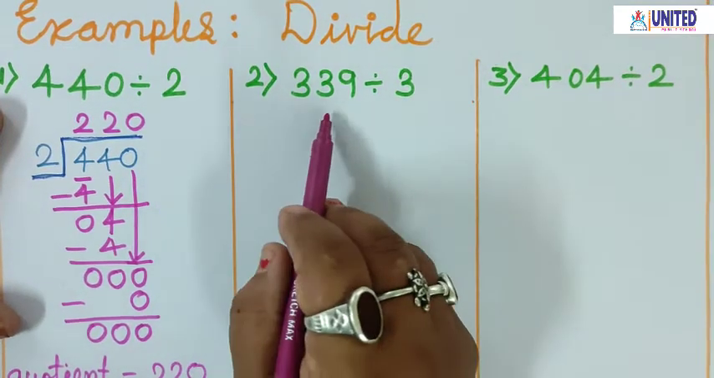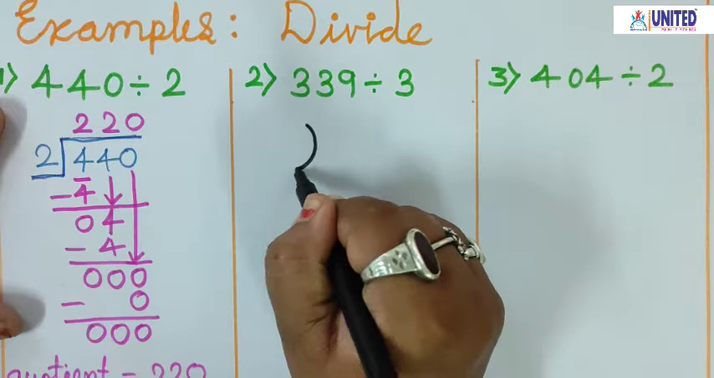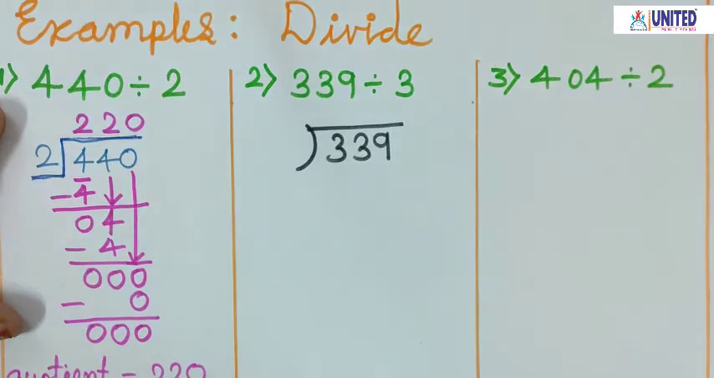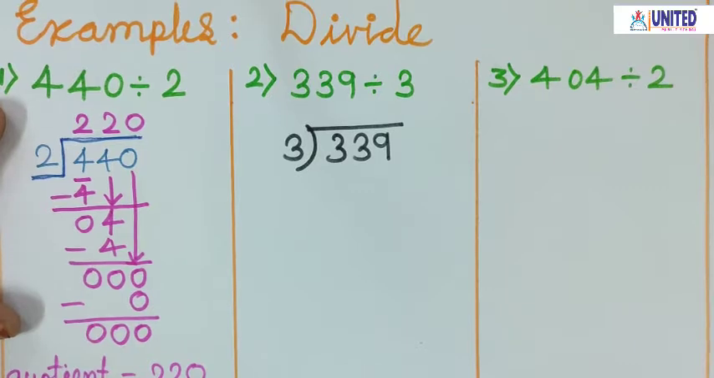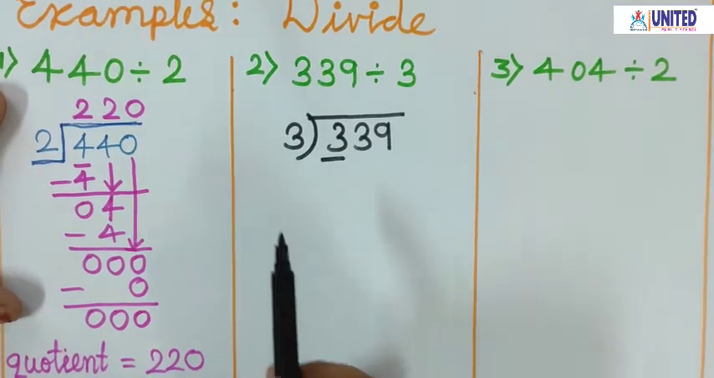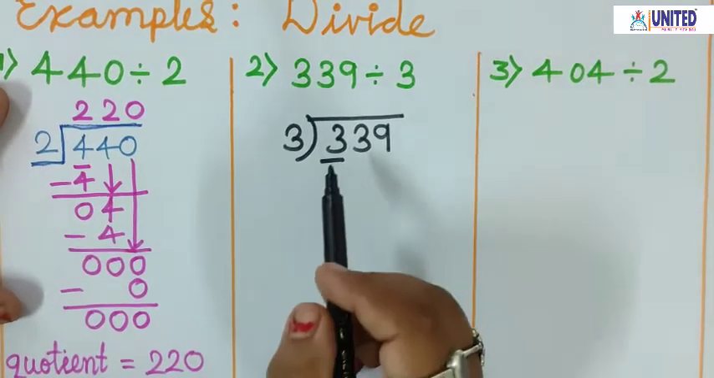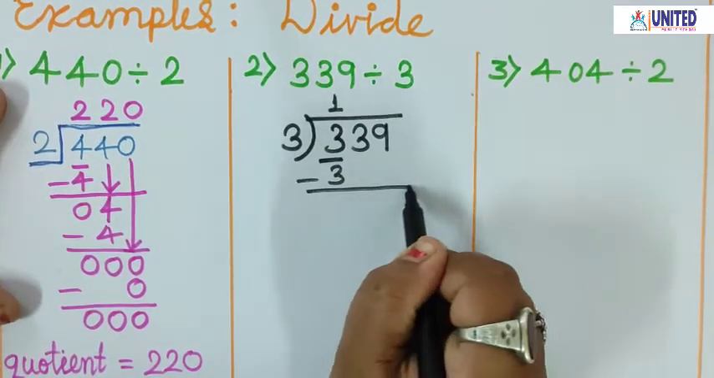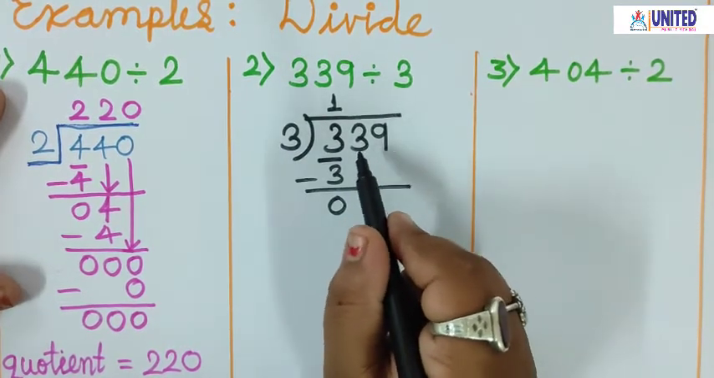Number 2, 339 divided by 3. Right? So again we have to arrange it into the long division sign. Okay, so I write down the sign here. 339 is the dividend, so I will write it here, and 3 is the divisor, so I write it outside of that sign. Now let's check first. First, 3 is greater than or equal to 3. It is equal to 3. So we can divide it, right? So 3 comes in the 3 table. Yes, 3 ones are 3. So 3 minus 3 is what? 0. Now 2 numbers are remaining, 3 and 9. That means 39.